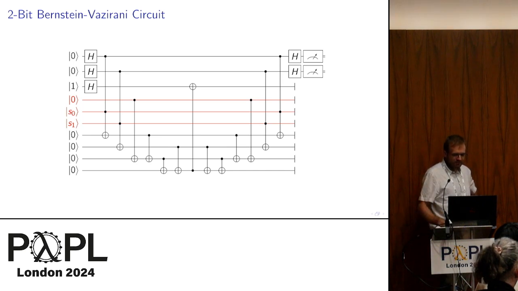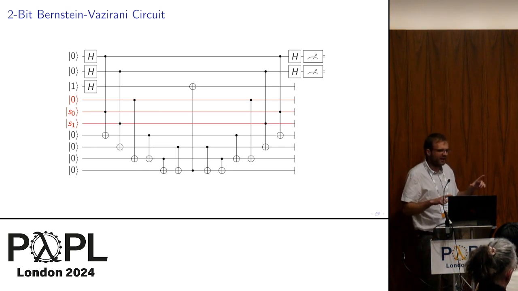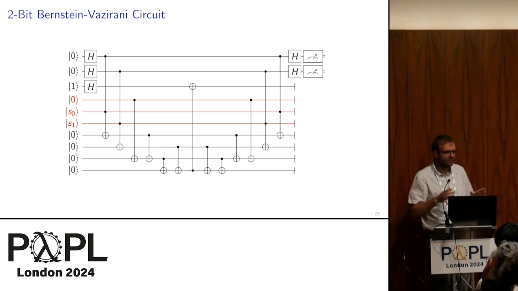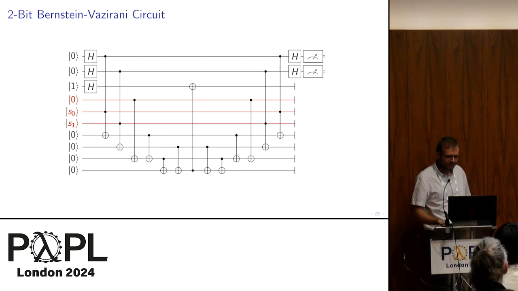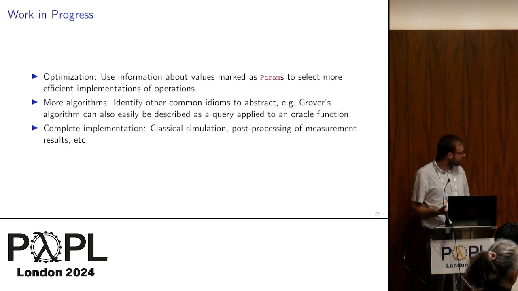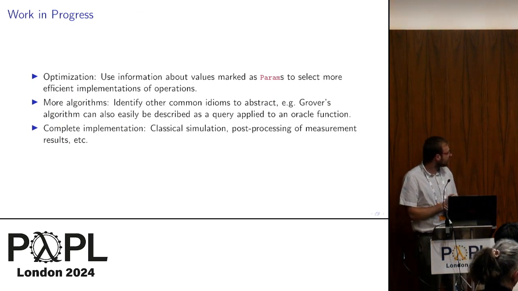And I believe that this is also the largest problem with the Shor's algorithm example, which is using a naive implementation of multiplication, which assumes that both inputs are quantum values. And so yeah, this project is a work in progress. As I said, there are still some obvious optimizations to do.